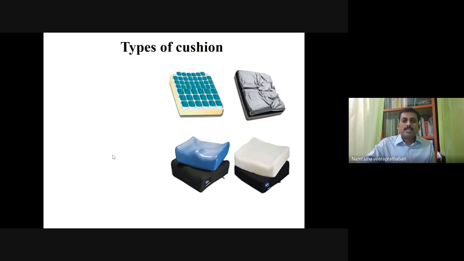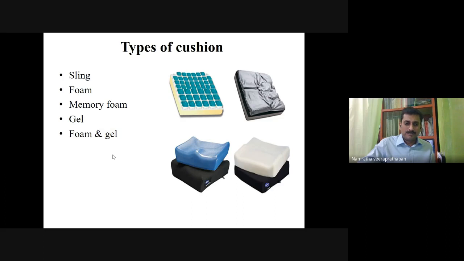Now, let's go to the types of cushion. First, let's finish the seating system, then we'll go to mobility base. Types of cushions available. The first basic type of cushion is sling cushion, then foam cushion, then memory foam cushion, then gel cushion, then foam and gel cushion, then honeycomb cushion, then air cushion. These are all the basic types of cushion.